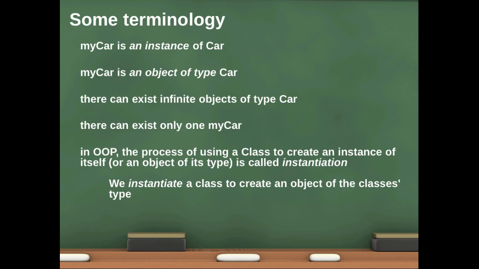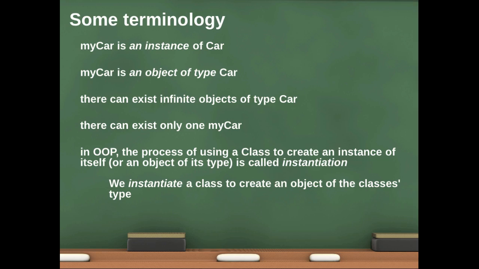So, some terminology wrapped around all of this. We say that myCar is an instance of Car, and we kind of talked about that before. myCar is also an object of type Car, and we've already said that instance of and object of type are interchangeable terminology. We can make as many cars as we want. There can exist infinite objects of type Car, but there can only exist one myCar object at any given time.